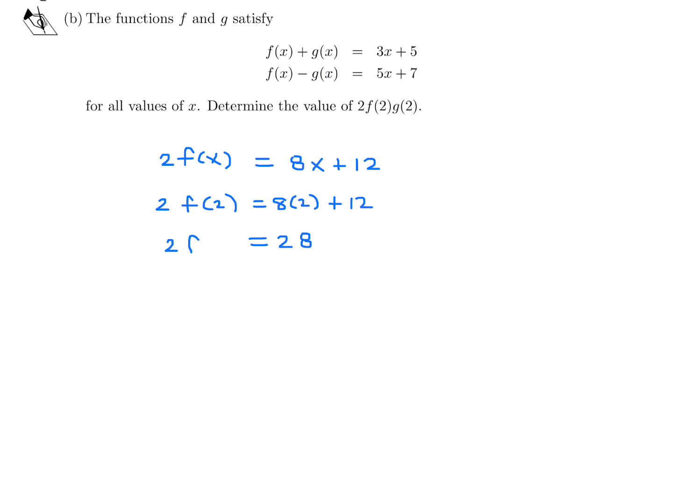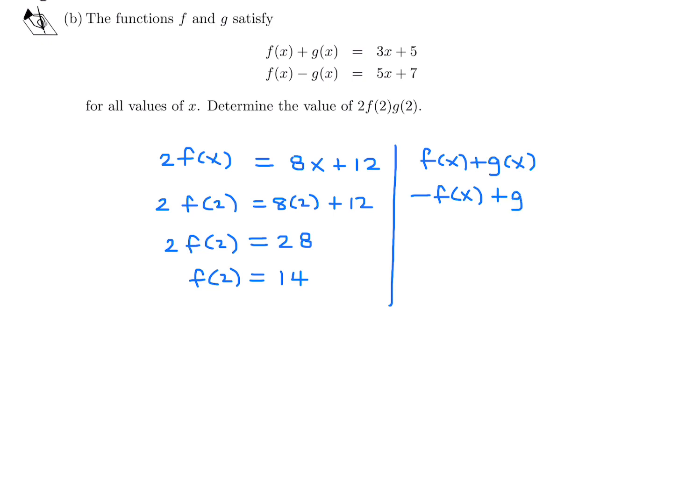That's for 2f at 2, right? And if you want to, you can divide through to get just f at 2, which would be 14. Either way. Now we do something very similar. We take these two equations and subtract them. So this minus this. So it would be f at x plus g at x minus f at x minus g at x, which would be plus g at x.